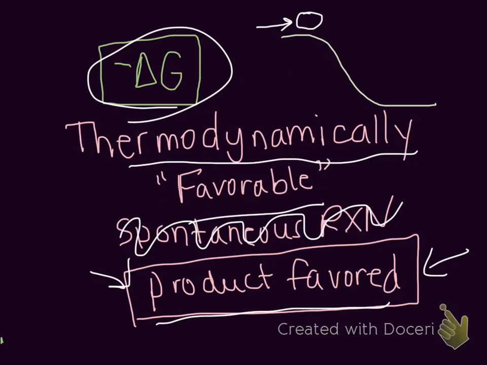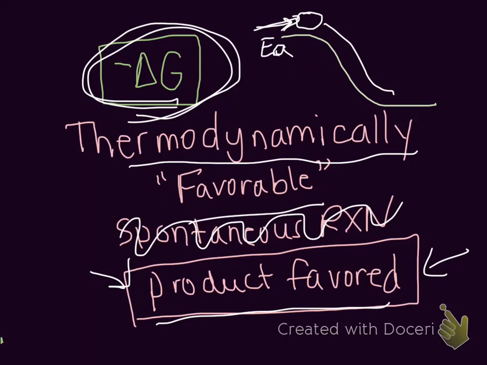A great analogy for a negative delta G, a reaction that will occur, is a ball sitting at the top of the hill. This represents your reactants. You kick the ball, which represents the activation energy. And once you kick it, the ball will roll down the hill on its own. So this is like a combustion reaction. Once we light the combustion reaction, it will keep going until it reaches the bottom of the hill, until all of the reactants are gone.